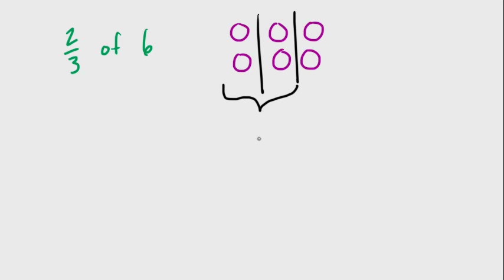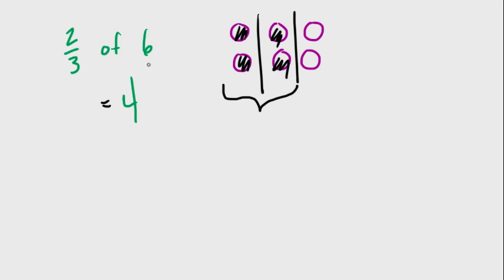Still the same representation. So here we have 6 circles, and we're dealing with thirds, so I'm going to split them all up into thirds. And now 1/3, 2/3, 3/3. What is 2/3 of 6? Well, here together, 1/3 plus 1/3 is what? 2/3. And so how many do I have? 2, 3, 4. So 2/3 of 6 is equal to 4. Okay.